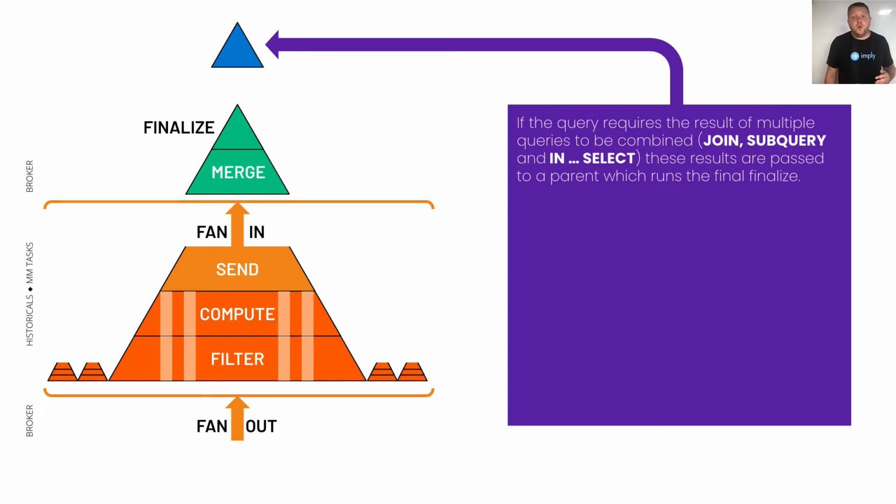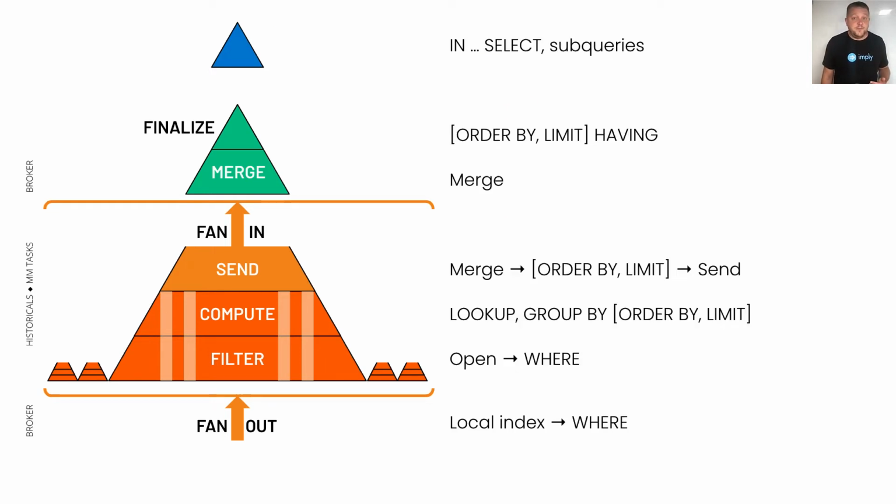If you execute a query in Druid that needs lots of queries to run, say you do a join or a subquery or an in select, Druid kicks off not one of these pyramids, but multiple pyramids. As each result comes in from each pyramid, it merges and finalizes the results over and over again until it has the result that you need.